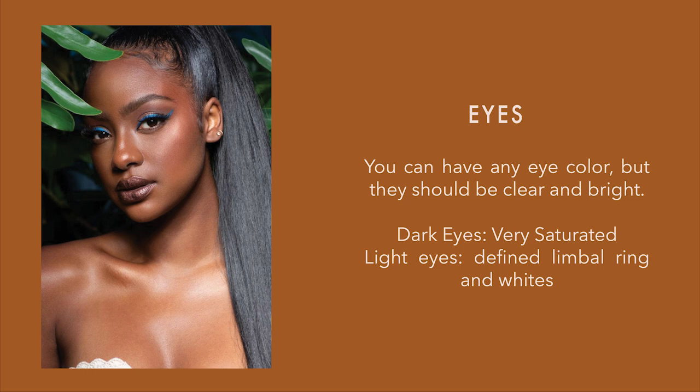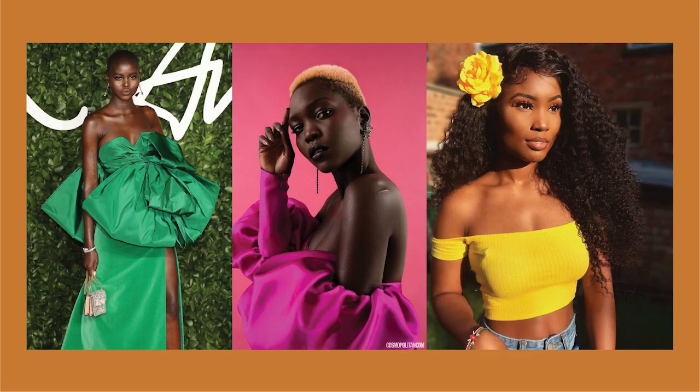Eyes. Again, you can have any eye color, but they should be clear and bright. If you have darker eyes, they must be very saturated, and if you have light eyes, they must have very defined limbal rings. This refers to the ring around your iris. The way you can determine if this is your contrast type is if your features look saturated or bright. You can have lighter or darker features, but they have a medium to high contrast level that looks better when your colors are bright and intense.